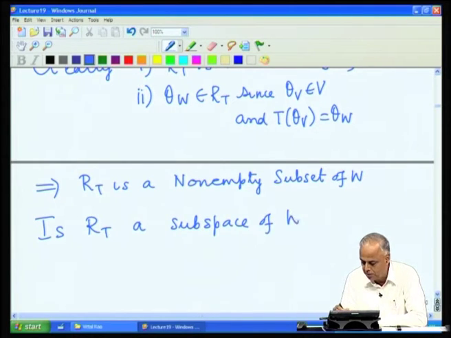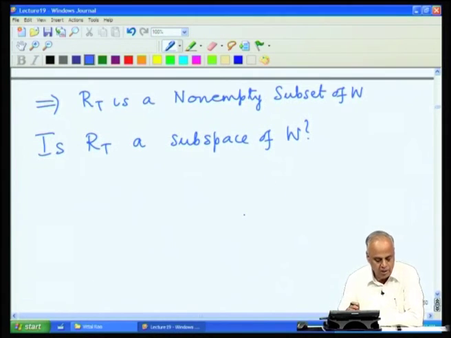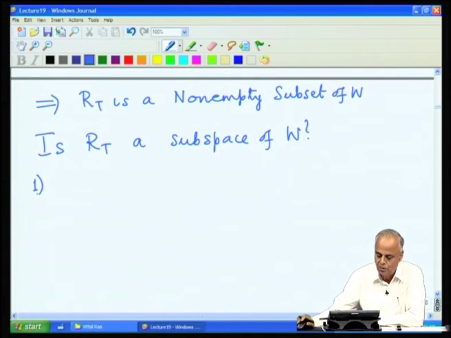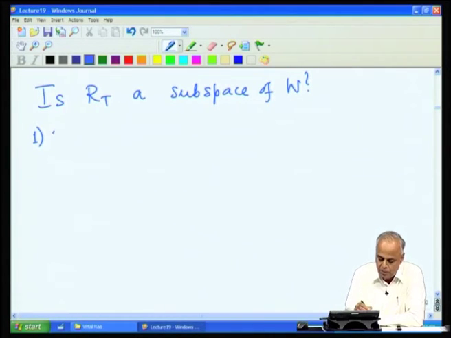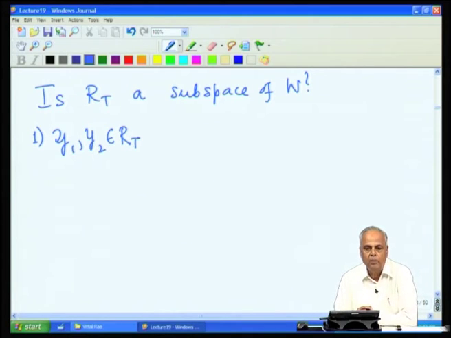It can be a subspace of W because it is a subset of W. Once again, in order to check whether it is a subspace of W or not, there are two properties that we have to check: whether it is closed under addition and whether it is closed under scalar multiplication. So, let us check whether it is closed under addition. Suppose I take y 1 and y 2 in R T; we want to know whether y 1 plus y 2 is also in R T.